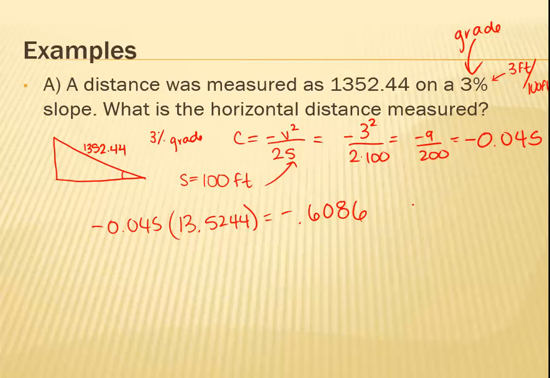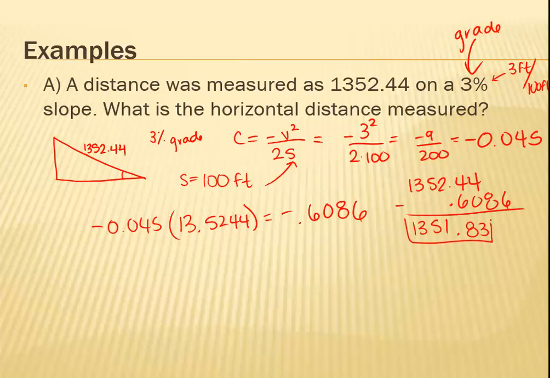But now what I have to do to find my final number is 1352.44 minus 0.6086, and I end up with 1351.83 approximately. So this is my adjustment, and this is my new adjusted measurement. Now the difference is very little because we have such a small grade.